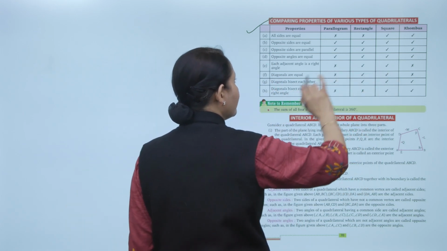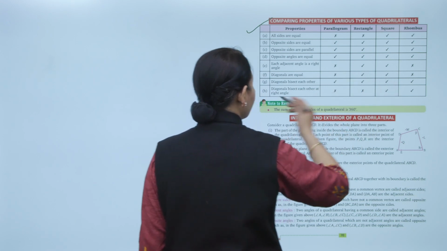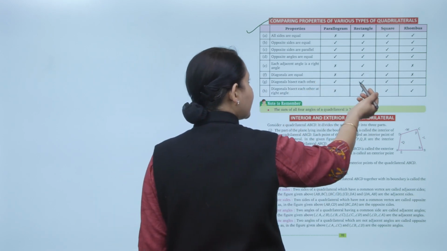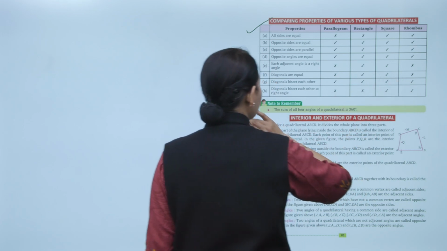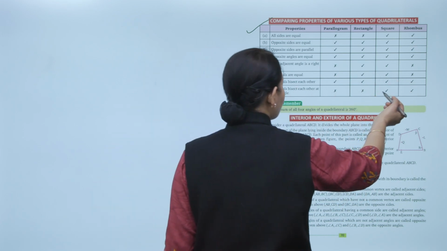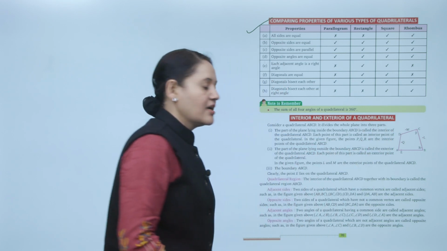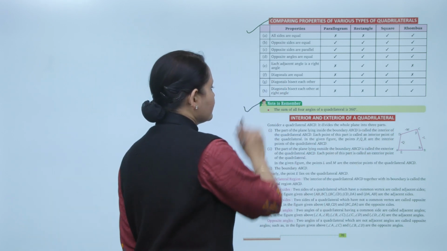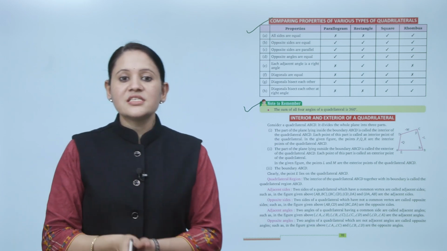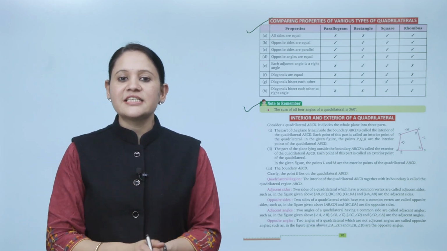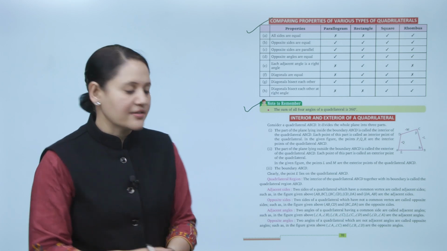Diagonals are equal in rectangle and square. Diagonals bisect each other in parallelogram, rectangle, square and rhombus. Diagonals bisect each other at right angle in square and rhombus. Clear? Next, note to remember. The sum of the four angles of a quadrilateral is 360 degrees. Next is interior and exterior of quadrilateral.